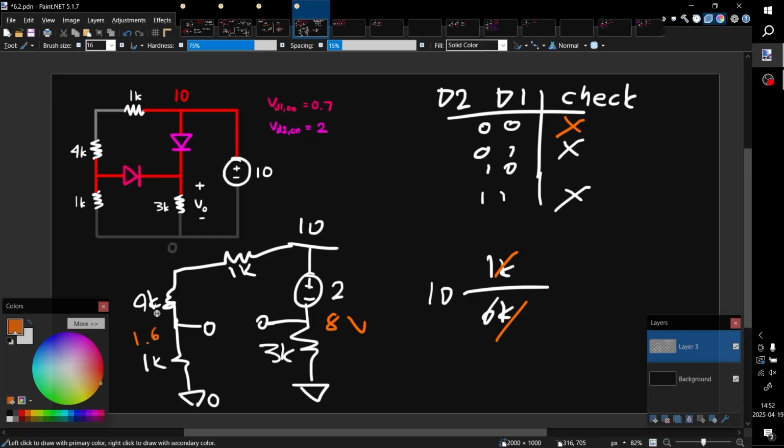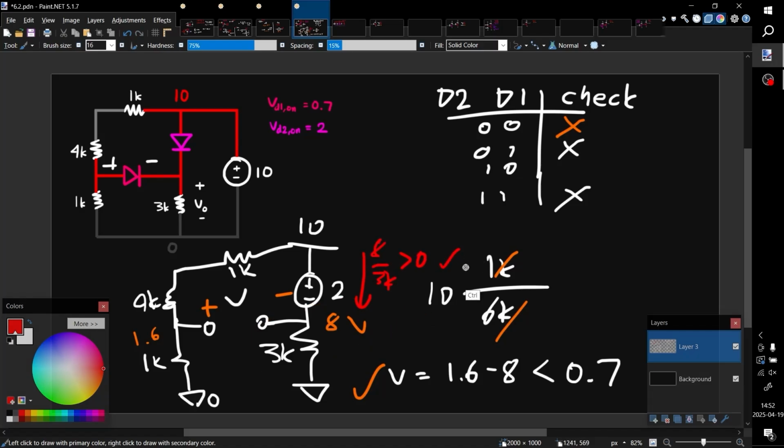So that's going to be 1.6 volts. Now that's interesting because we want to verify this voltage here. This voltage is going to be 1.6 minus 8. That is a negative voltage, clearly less than 0.7. So this one is correct. And this one will have a current of 8 over 3K. That is also clearly greater than 0. Since this is correctly on and this is also correctly off, this is the correct state.